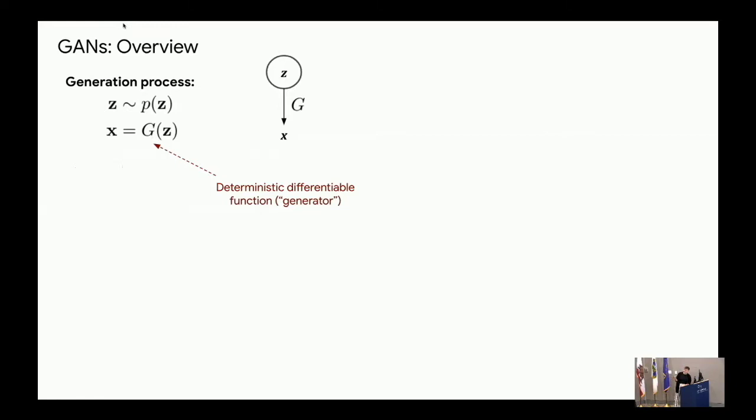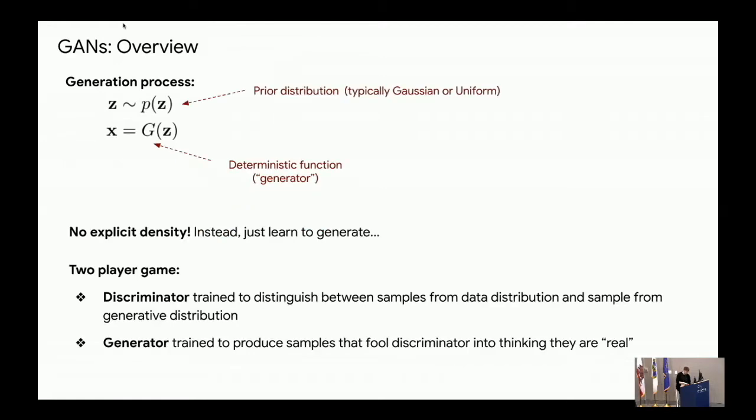So this is what the generative process looks like. This is similar to the GLOW model, the flow-based model, where we have some simple prior, and then our X is a deterministic function of that latent variable. Again, in contrast to the VAE, where we have some probabilistic model here, this is just a deterministic function. And similar to the flow-based models, if you want to think of this as a probability, you can think of it as all the density being in one single point. Cool. So, right, no explicit density.